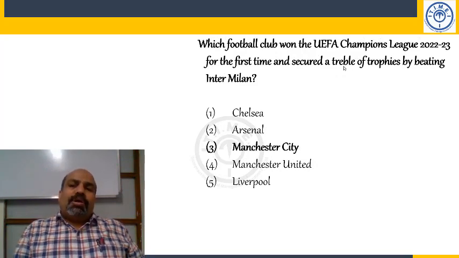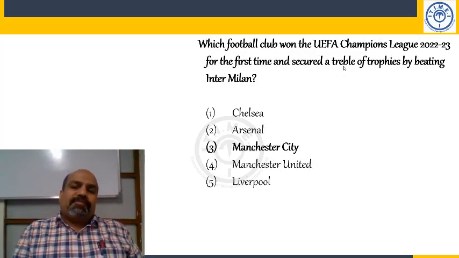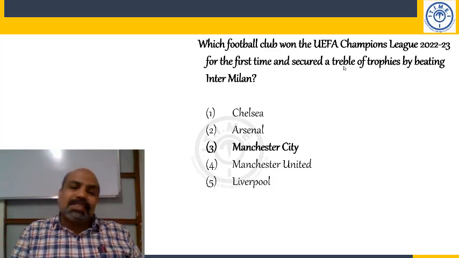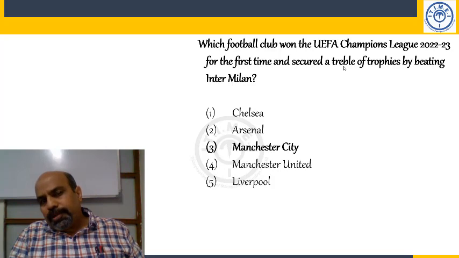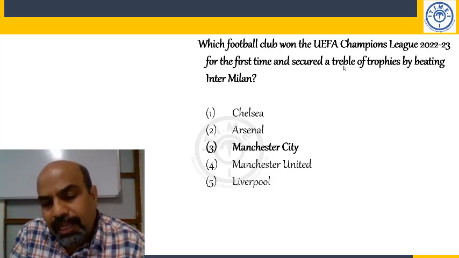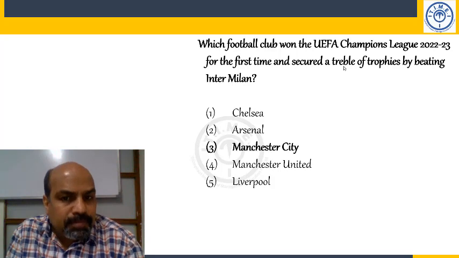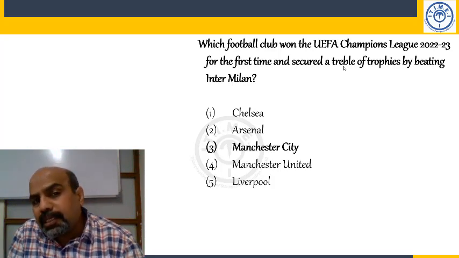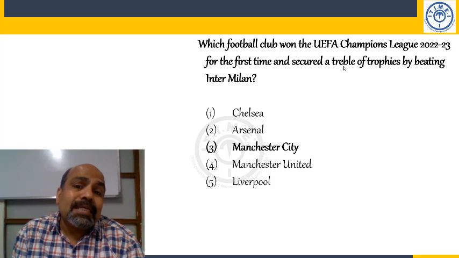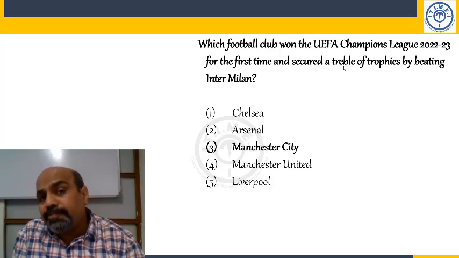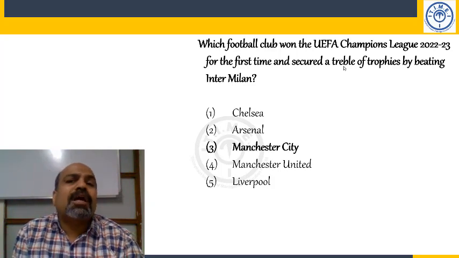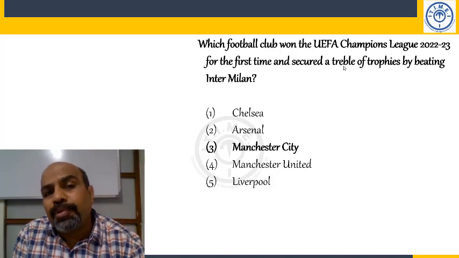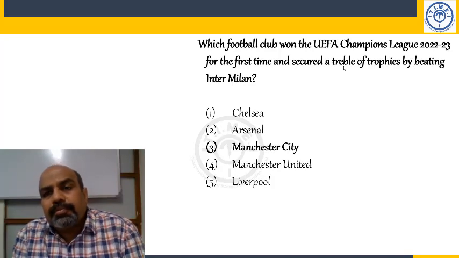Which football club won the UEFA Champions League 22-23 for the first time and secured a triple of trophies by beating Inter Milan? Manchester City did this. The UEFA Champions League features European clubs, my friends, and the winners Manchester City, runner-up was Inter Milan of Italy. Manchester City is a British club. Inter Milan is an Italian football club. Coming to the venue of the Champions League final, it was Istanbul in Turkey.